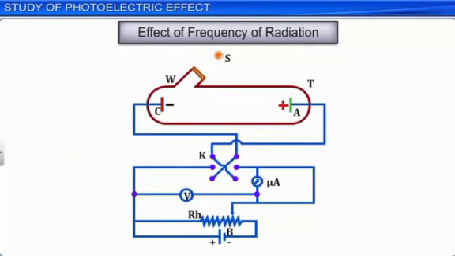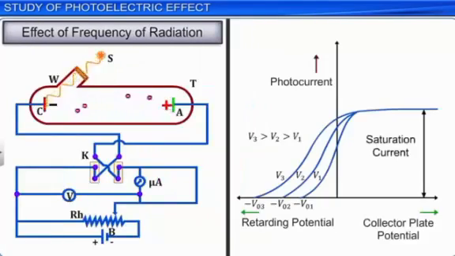Let us now study the effect of frequency of radiation on photoelectric current and on stopping potential simultaneously. When radiation of increasing frequencies of the same intensity is incident on the emitter, then the number of photons incident per second is the same, and hence the number of electrons emitted per second will also be the same. Therefore, the saturation current is observed to be the same, though the stopping potentials V0 were observed to increase.